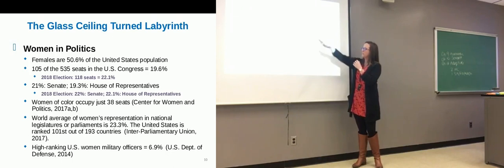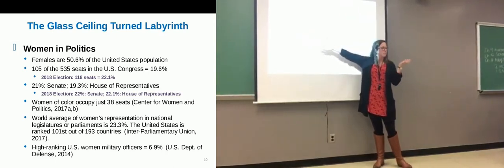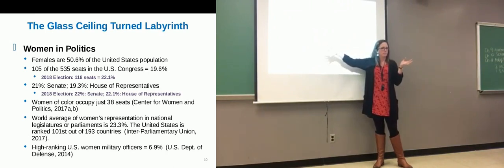So previously 105 seats, this year 118. So we went up 3%. Some movement is better than none, right? Is there anybody who says we shouldn't care? Anybody? Tell me. Let's chat about it.